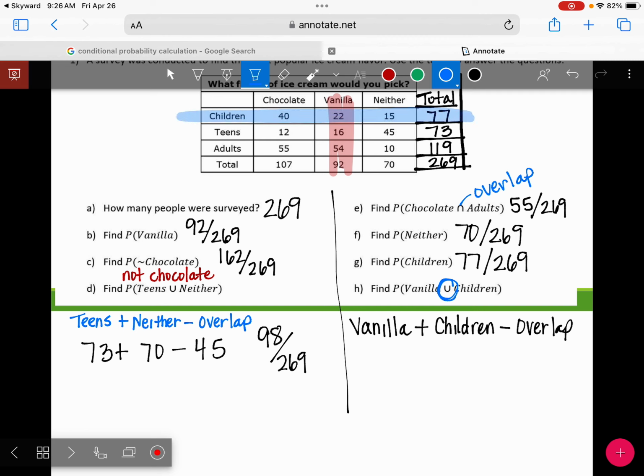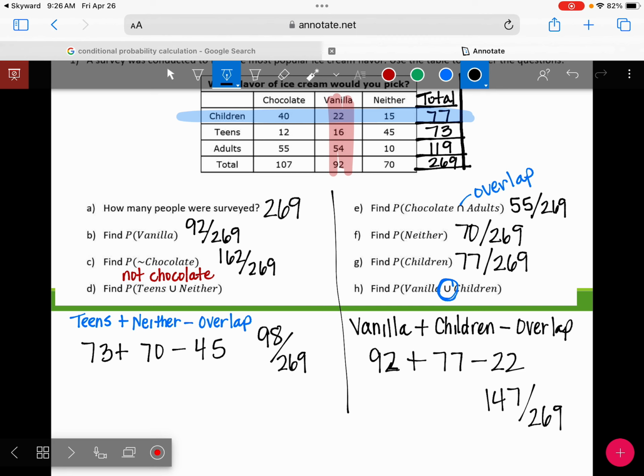Okay, so altogether, there were 92 people who said they like vanilla, plus 77 children, and the overlap was 22. So 92 plus 77 minus 22 is 147 over 269. Who had that for their answer? All right, any questions about today's lesson?